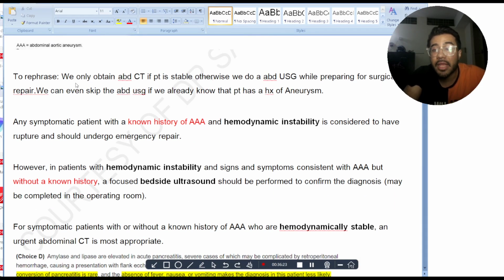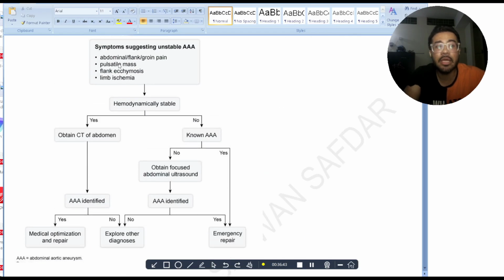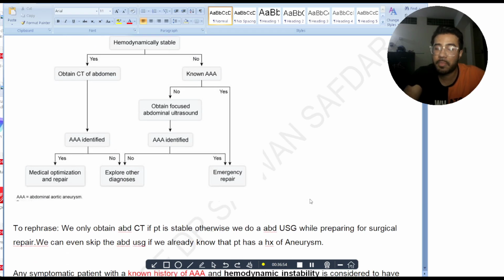There's a confusion whether we'll obtain a CT or an ultrasound. We don't obtain anything if the patient has a known history, that is, if the patient was screened at the age of 66 and was found to have an abdominal aortic aneurysm, and after 10 years that patient presents with symptoms like pulsatile mass, abdominal pain, or flank ecchymosis, you don't do anything. You just go for an emergent repair. You just take that patient for a repair.